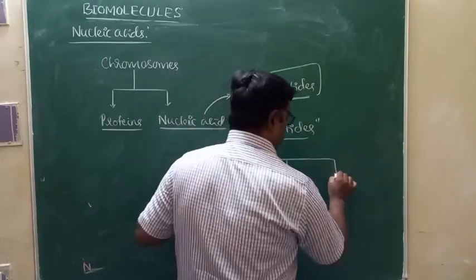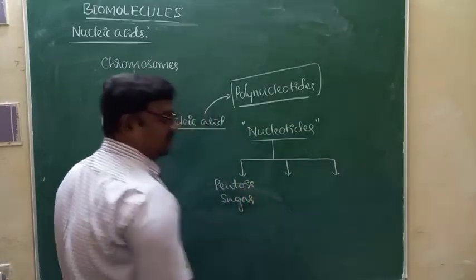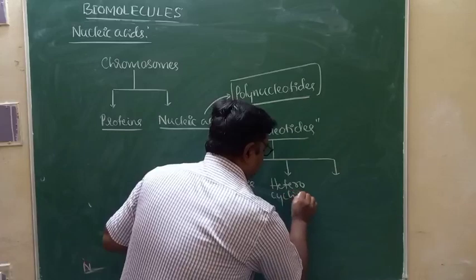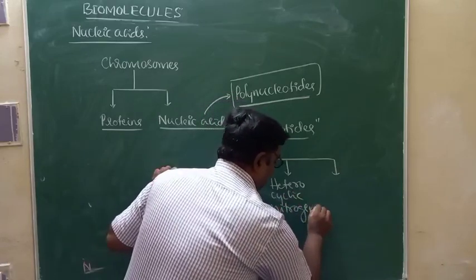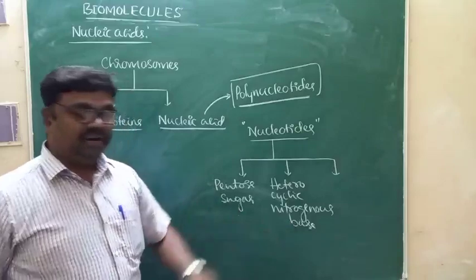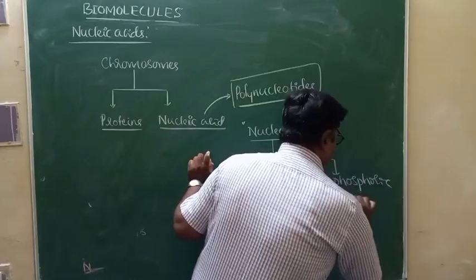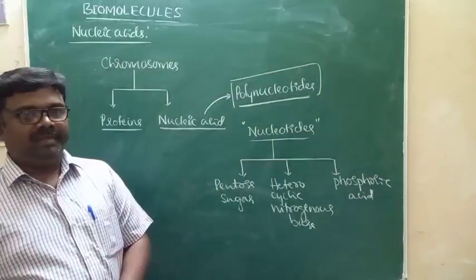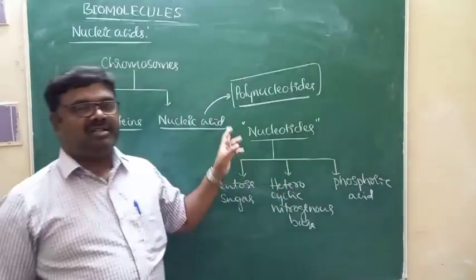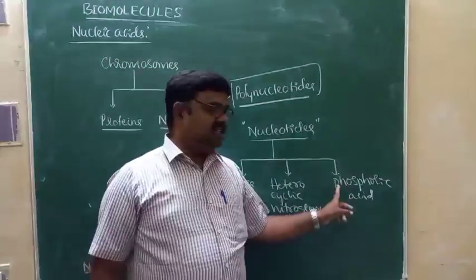These nucleotides are made up of three important components. One will be pentose sugar. Second one is heterocyclic nitrogenous base. That is one more component present in a nucleotide. Third component is what we call phosphoric acid unit. These are the three important components present in nucleotides. Therefore, nucleotides are repeating structural units present in nucleic acids, which will be made up of pentose sugar, heterocyclic nitrogenous base, and phosphoric acid.